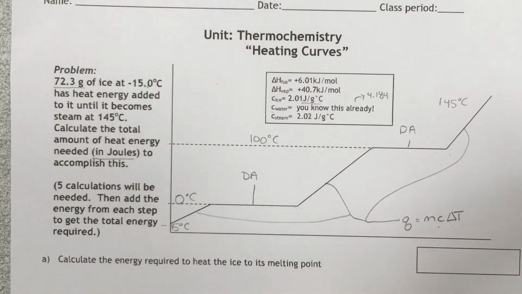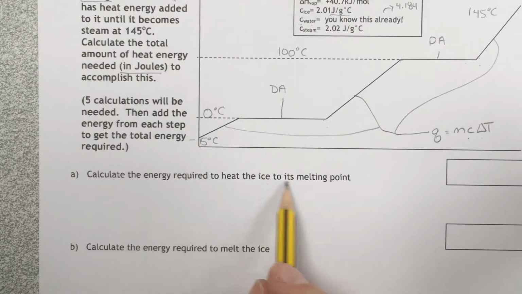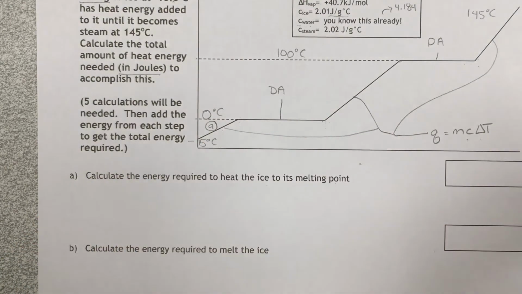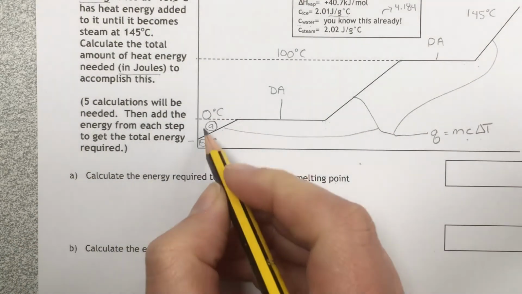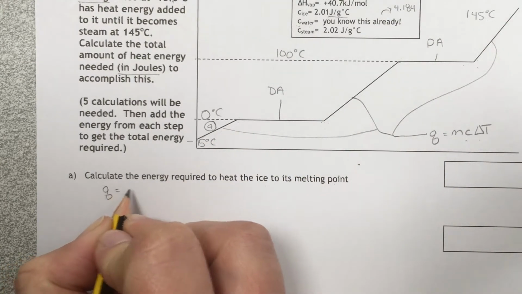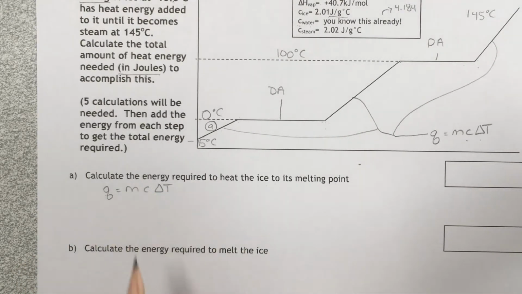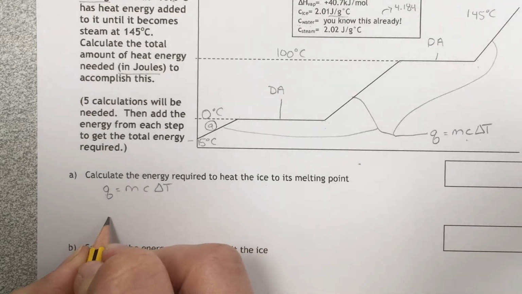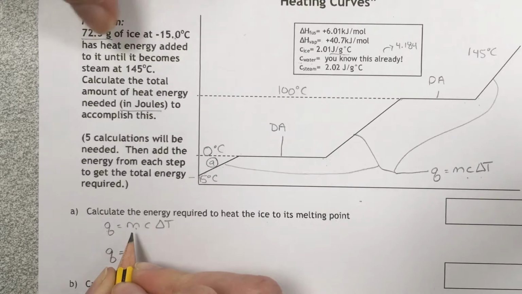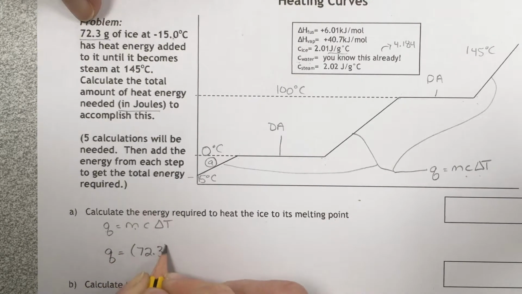Same units here. And so anyways, let's get started. Calculate the energy required to heat the ice to its melting point. So basically A is this right here. We're doing this for A, okay? So we are on that slope, so we're going to use the Q equals MC delta T equation. Mass we grab from the problem. So it will be 72.3.